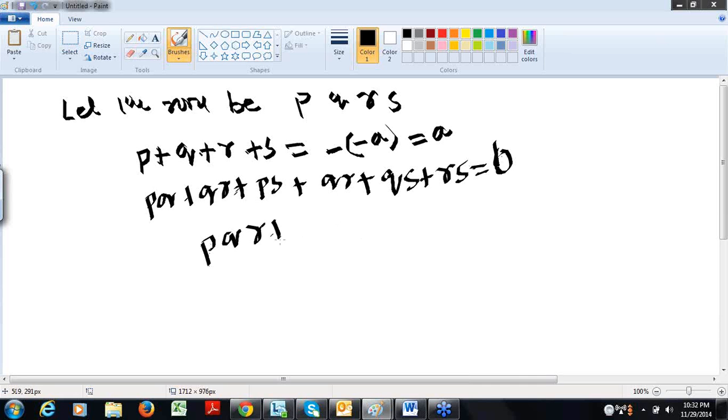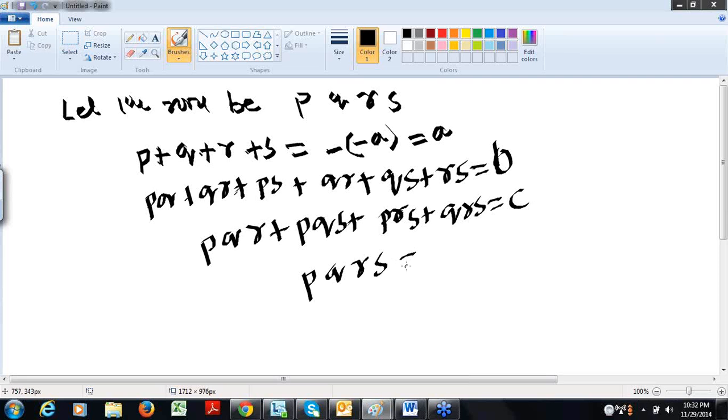PQR plus PQS plus PRS plus QRS will be minus of minus C, that is C, and PQRS will be 256, that is a constant.